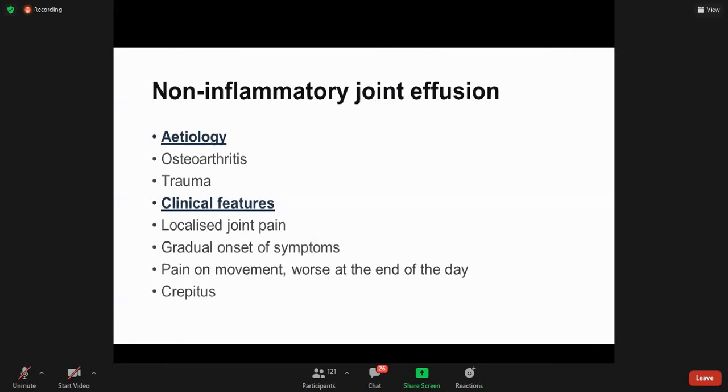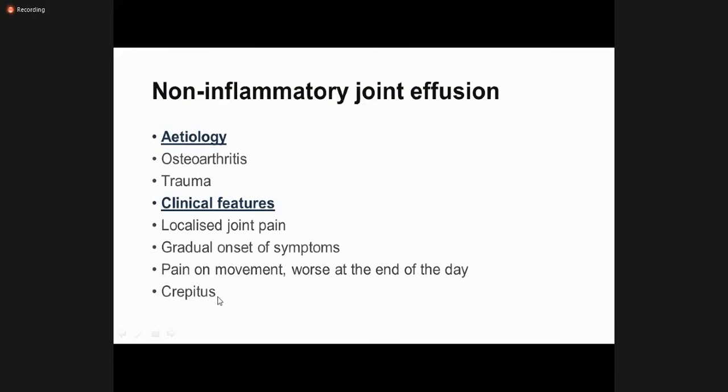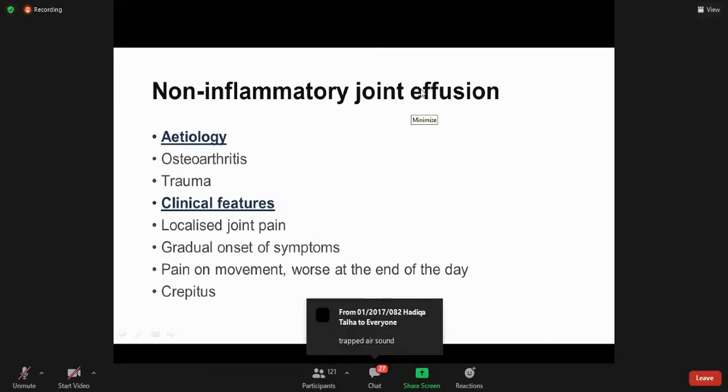So what will the patient present with if there is non-inflammatory joint effusion or osteoarthritis, trauma? Localized joint pain, gradual onset of symptoms, and there would be pain on movement, worse at the end of the day, and crepitus. Can anybody tell me what is crepitus? Can you tell me what crepitus is? Crab hair sound, very good.